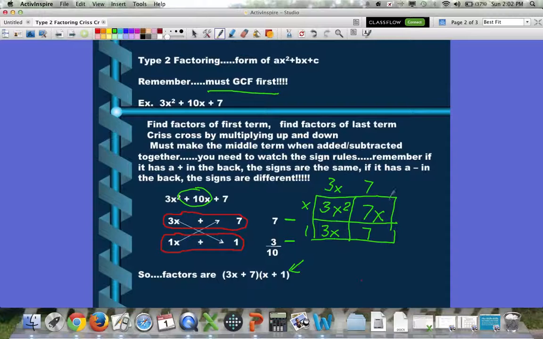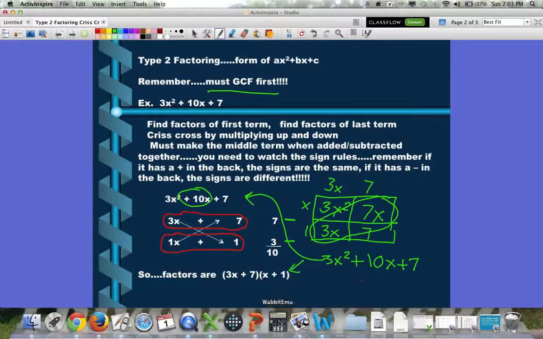Remember, when we do the box to check, the diagonals are usually the like terms that you need to add together. So my final answer would be 3x squared plus, and then you check your middle and add those together. 3x and 7x makes 10x. And then the last term is plus 7. And you should get the exact same thing that you started with, which we did.